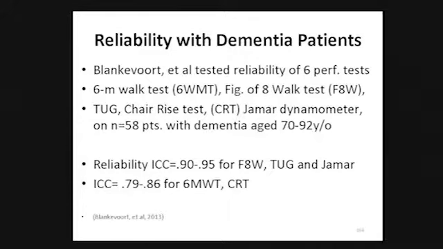The 6-minute walk test, how far can they walk in 6 minutes? Figure of 8, which is make a figure of 8 walking and time it. The Timed Up and Go, the chair rise, like 5 times sit to stand test. And hand grip. And they checked this in people with dementia from 70 to 92. Very high reliabilities across the way. So great, you could use it.